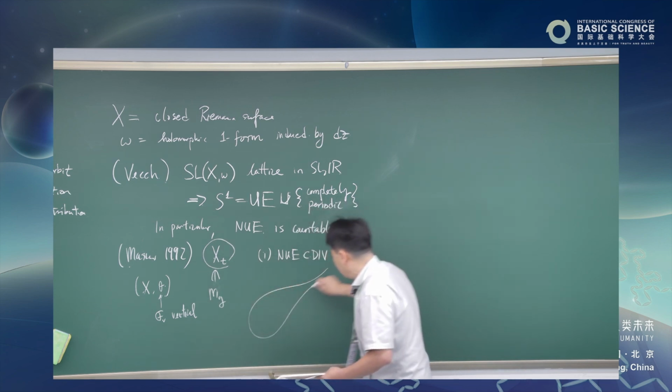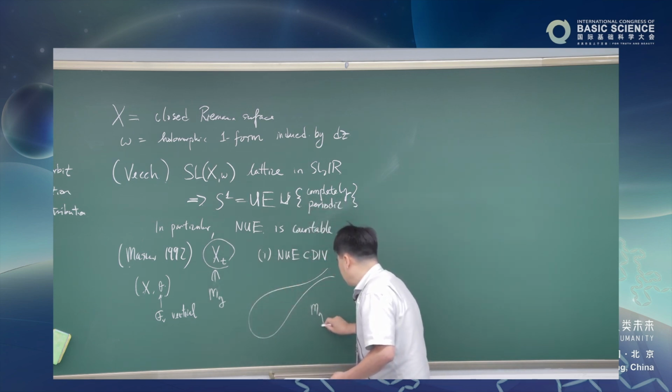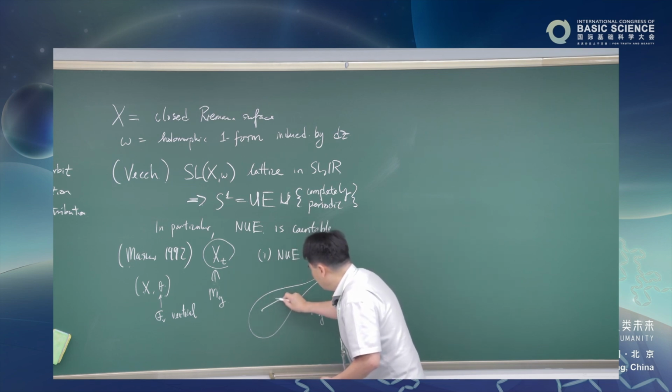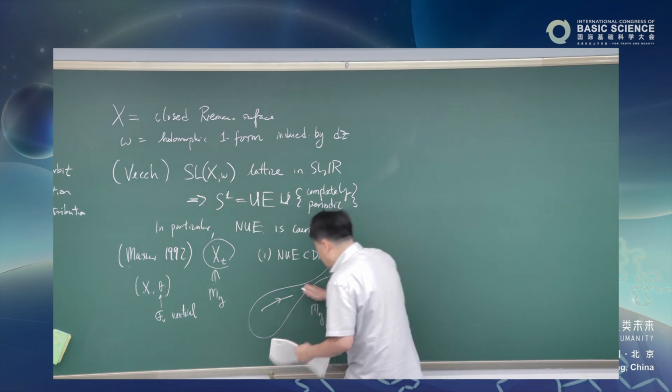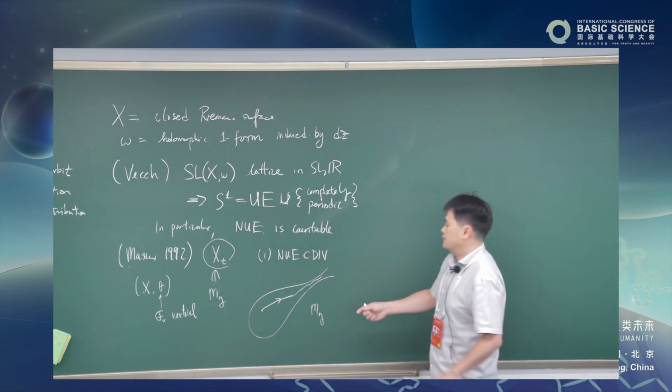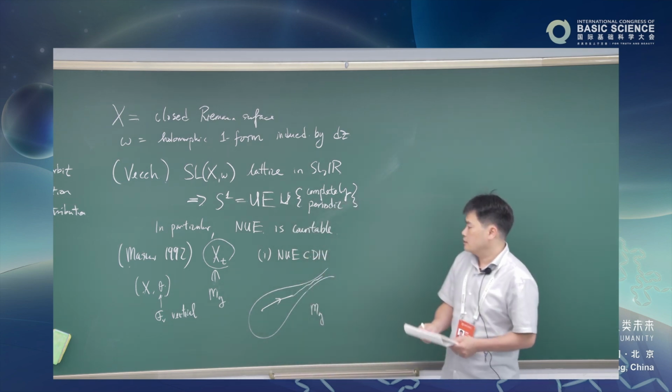I usually draw a little picture like this. This is the moduli space, and we have a deformation of the Riemann surface, and it will leave every compact set. So that's what div means here. It's divergent.